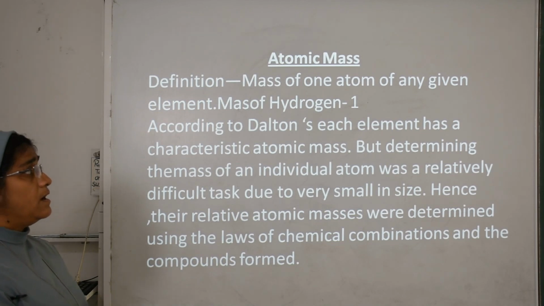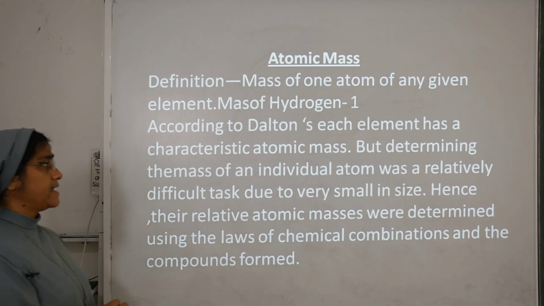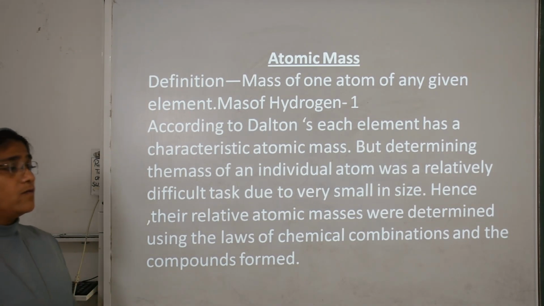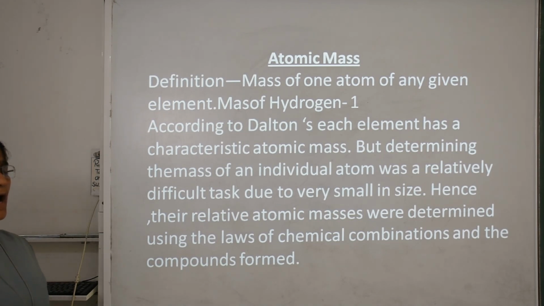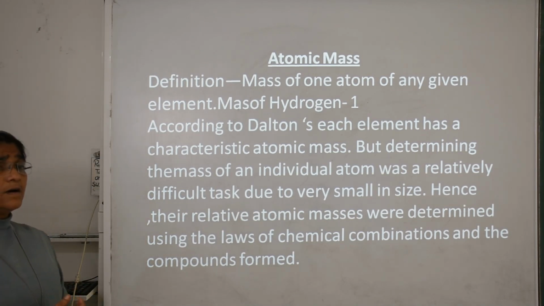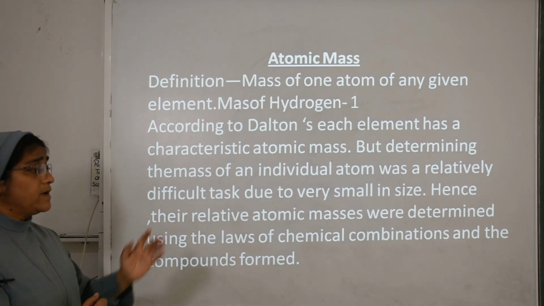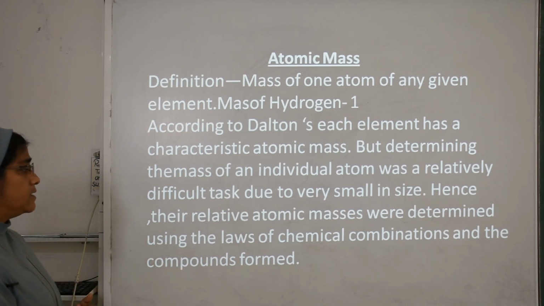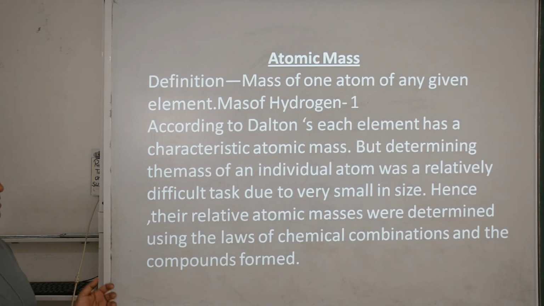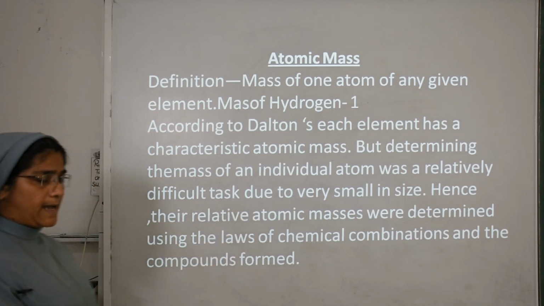According to Dalton, each element has a characteristic atomic mass. So what is atomic mass? The mass of one atom of any given element is atomic mass. The atom's size is very small, so it is difficult to measure the mass of an atom. Hence, their relative atomic masses were determined using the laws of chemical combination and the compounds formed. So we want to learn what relative atomic mass is.